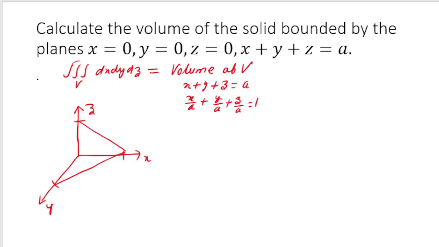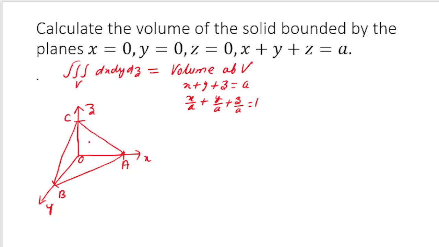Let me redraw this line because it does not look good, and again redraw this line. So let me join it like this. Okay, now join it like this and join it like this. Okay, let me call this the origin O. Let me call this point A, this point B, and this point C.